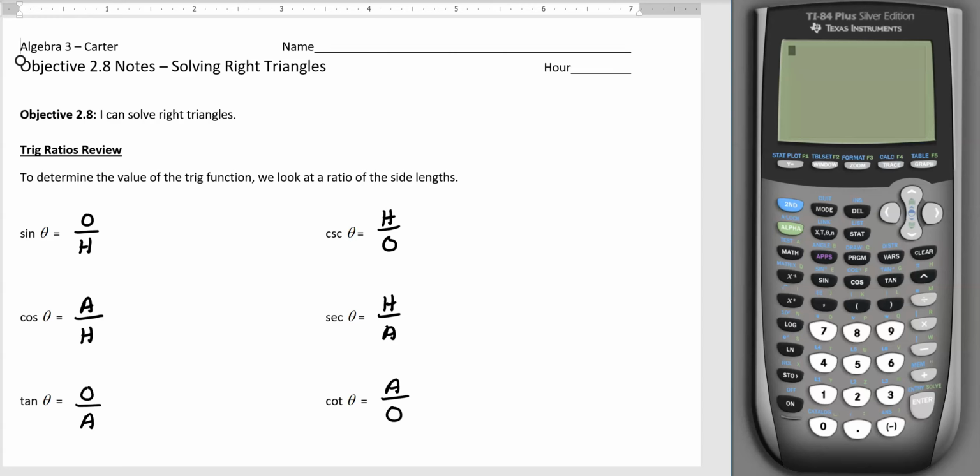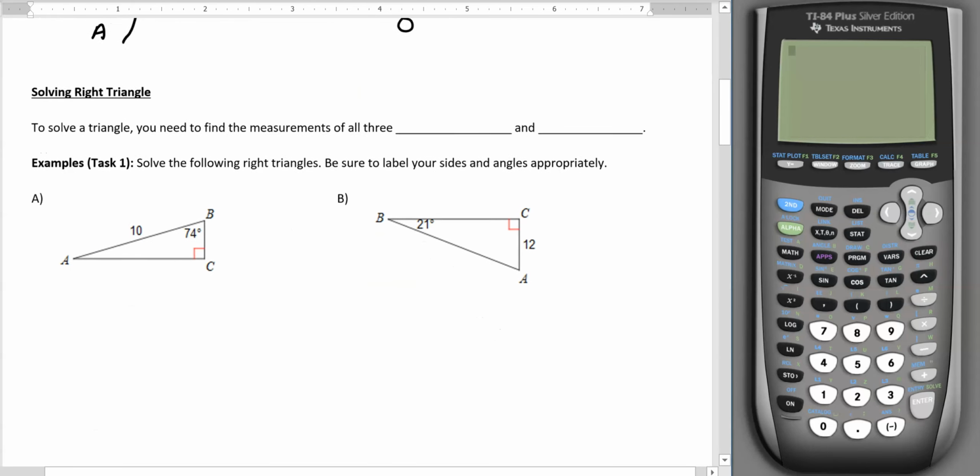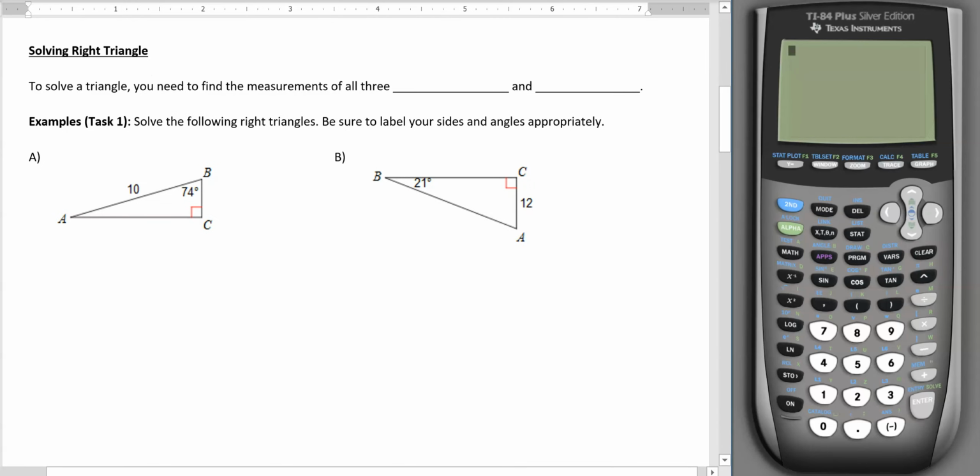Now, today we're going to be really focusing on these three here, sine, cosine, tangent. Those are the ones that we're going to use most when we are solving right triangles. So, what does it mean by solving a right triangle? To solve a right triangle, you need to find the measurement of all three sides and angles.